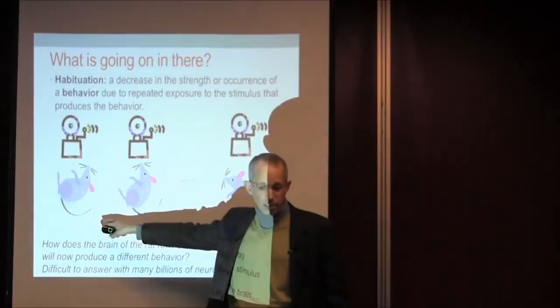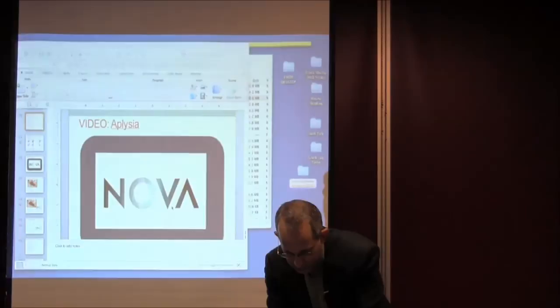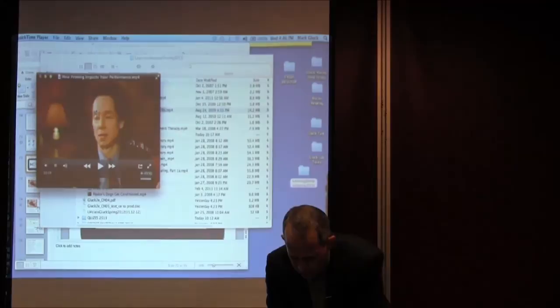Okay, it's very hard to do in a rat. There are billions of neurons in a rat. And here's another video that's not playing. Okay, so we're going to talk about, so it's hard to do in a rat, which is why people have been drawn to invertebrates.